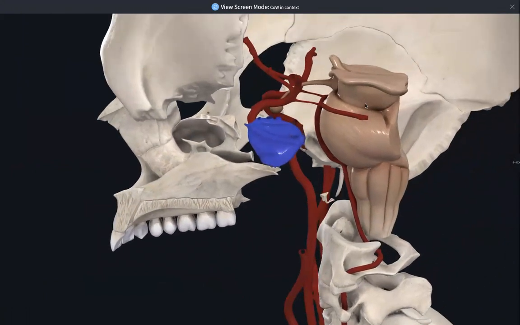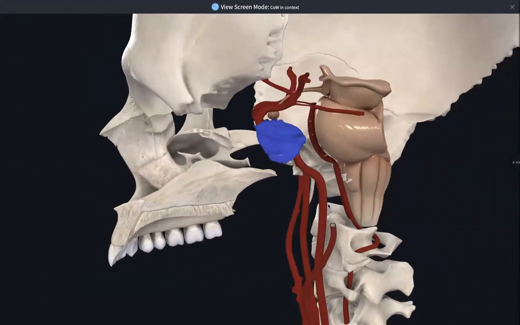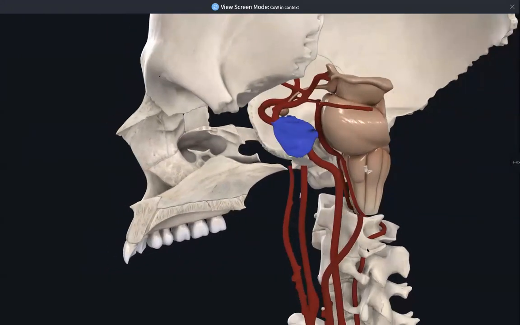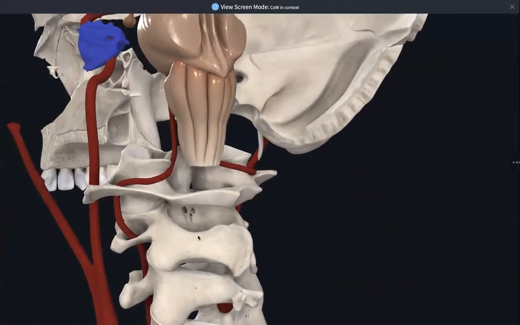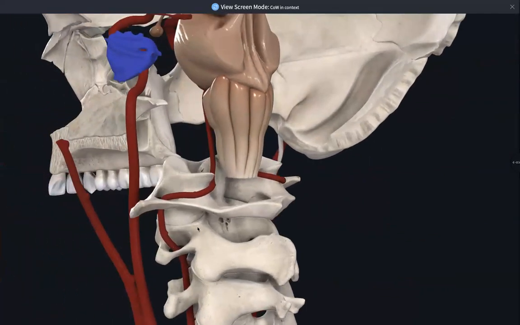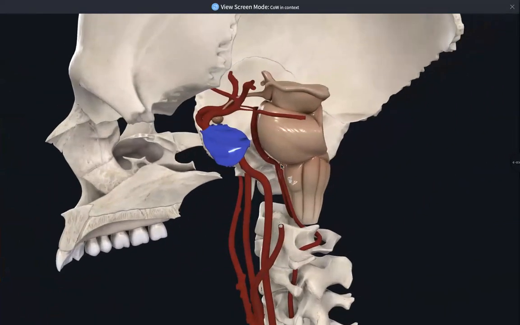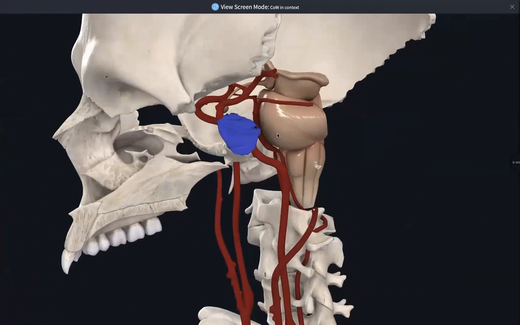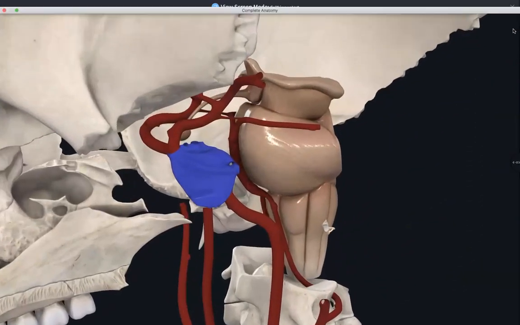So let's just take a good look here at where we are. The vertebral arteries come up through the transverse processes of the spine, and then they come up in front of the brainstem and work their way up along the pons, where it will give off a whole bunch of branches.